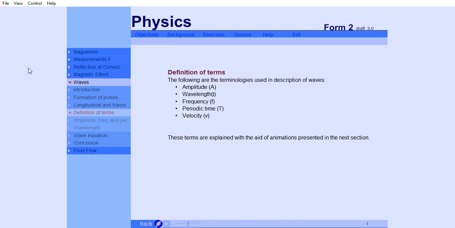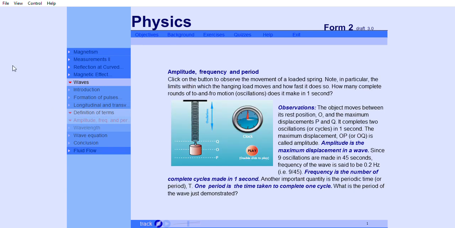Definition of terms. The following are the terminologies used in description of waves: amplitude, wavelength, frequency, and periodic time. These terms are explained with the aid of animations presented in the next section. Amplitude A, frequency F, period T.